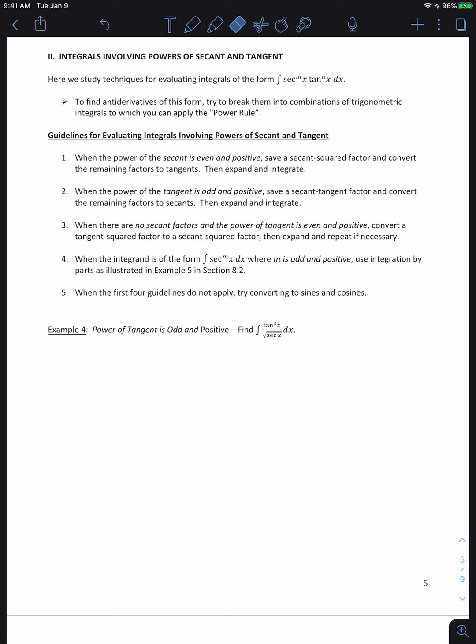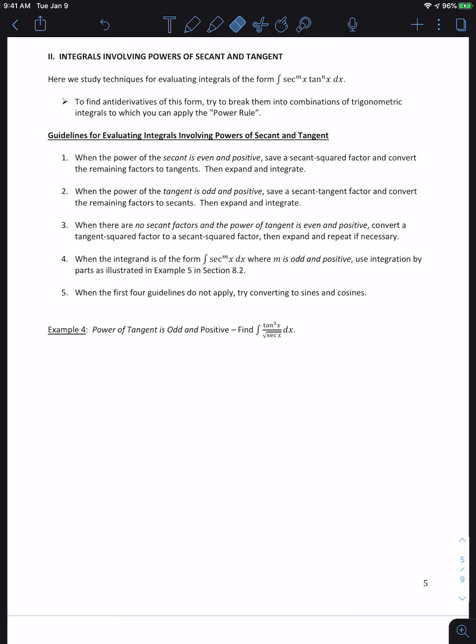Hello everyone, in this video we're going to be looking at the second part of section 8.3, integrals involving powers of secant and tangent. So we're going to figure out how to solve integrals of the form secant to some power times tangent to another power. So again, we're going to look for combinations of trig integrals.